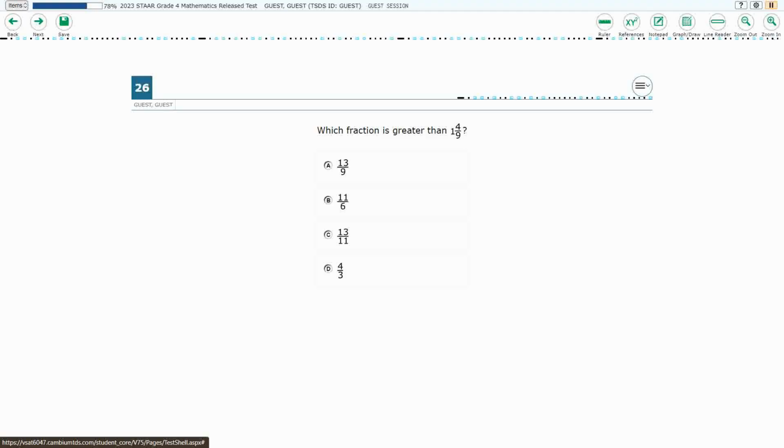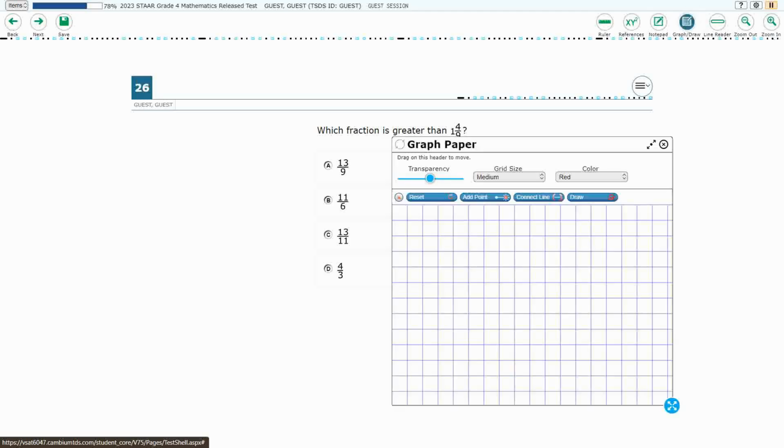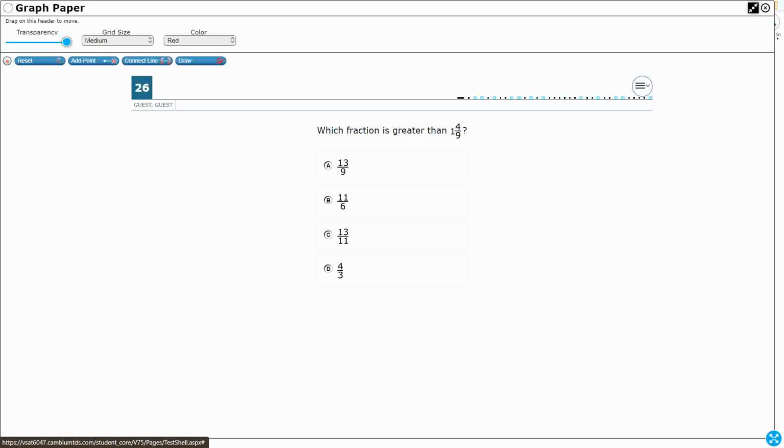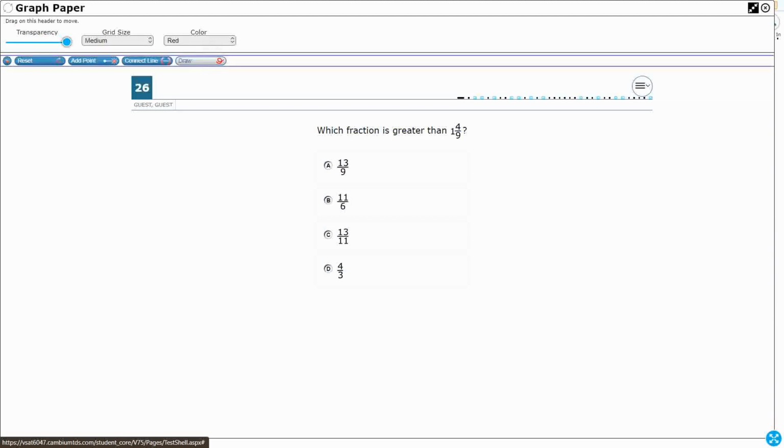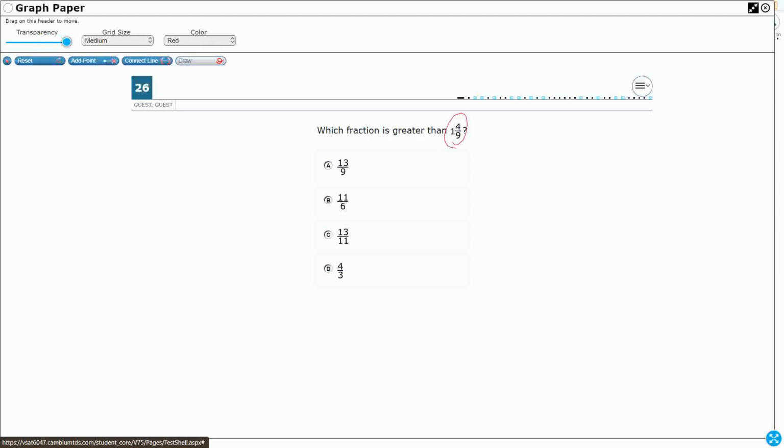So we just need to find a fraction greater than 1 and 4/9. Two things that we're going to need to do here. First, you notice they give it to us in a mixed number, and all of our answer selections are improper fractions. So let's go ahead and change this into an improper fraction.